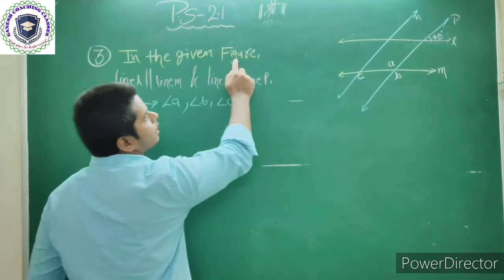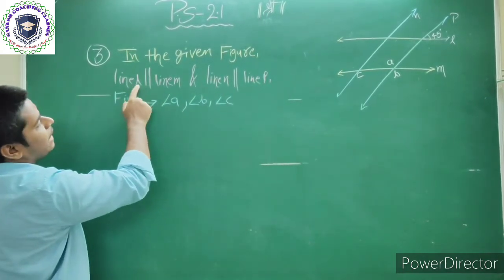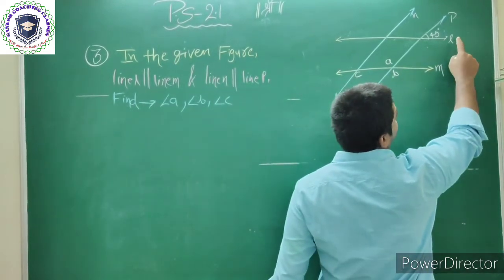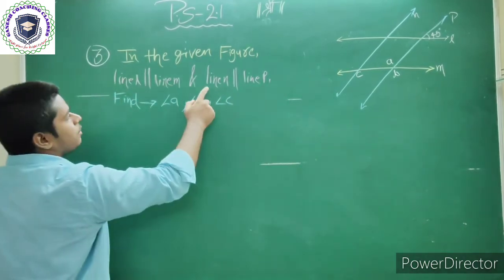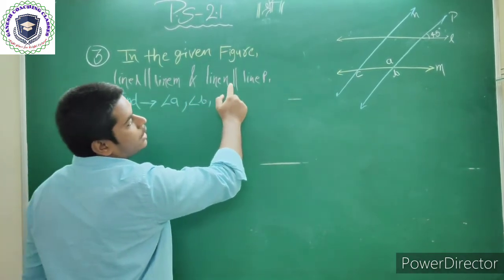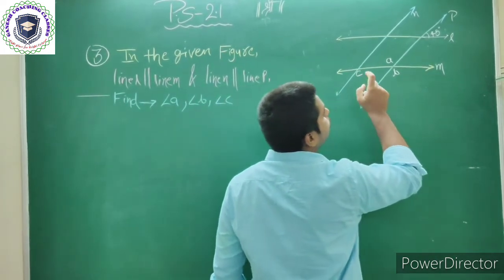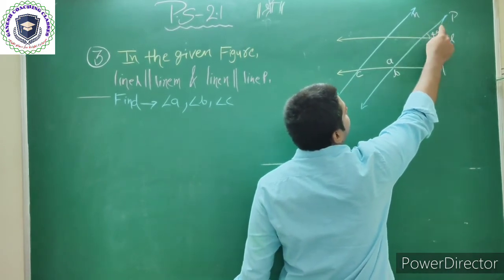In the given figure, we have one figure. In that, line L is parallel to line M. Here two lines, that is line L and M, are parallel to each other. And the next statement, what is given here? Line N is parallel to line P. So here is another pair of lines, N and P, which are parallel to each other.